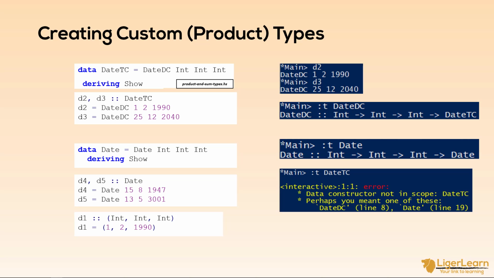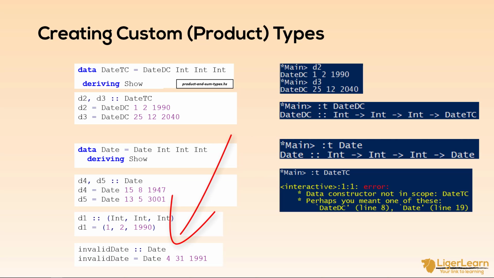But still, the usage of raw ints here is still error prone because they do not constrain the possible values to be only valid values. We could still construct an invalid instance of a date, like here, where we are saying that the month field has a value of 31, when obviously there is no 31st month. So we still need to learn more about types before we can fix this. But that's pretty much it for creating your own product types.